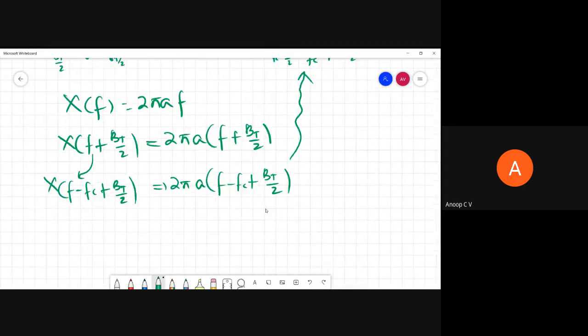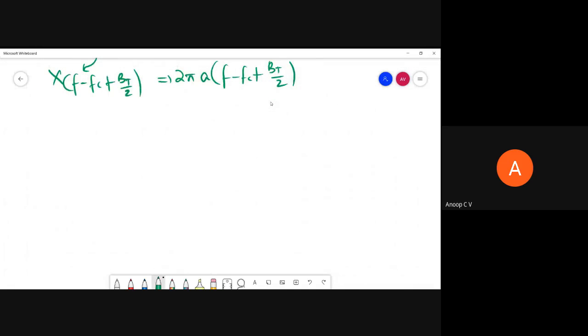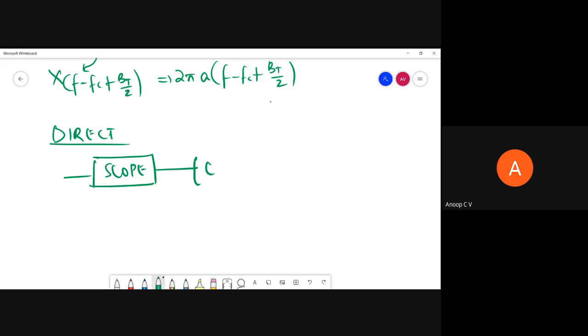If you are able to appreciate this, then we can straight away write it. In the direct method, once again I'll write direct method, what we have is a slope circuit followed by an envelope detector. The slope circuit has a transfer function H1 of f. We have seen the two conditions an ideal transfer characteristic of the slope circuit should satisfy.